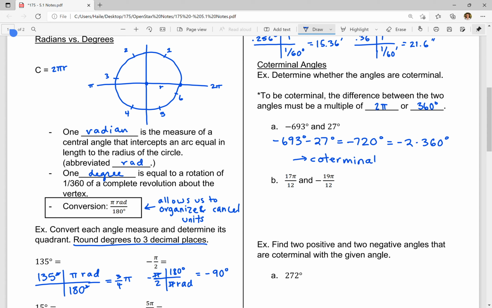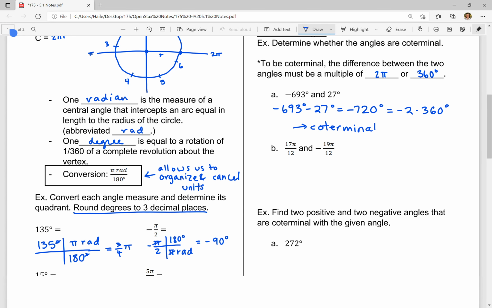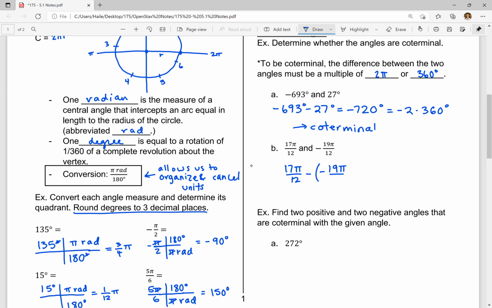Okay, now let's look at an example in radians. We have 17 pi over 12 and negative 19 pi over 12. Again, I'm going to subtract my two angles. So I have 17 pi over 12 minus negative 19 pi over 12, which gives me 17 pi over 12 plus 19 pi over 12, which is 36 pi over 12. And if I fully simplify this, that gives me 3 pi.